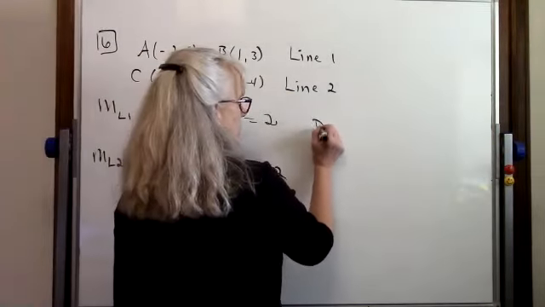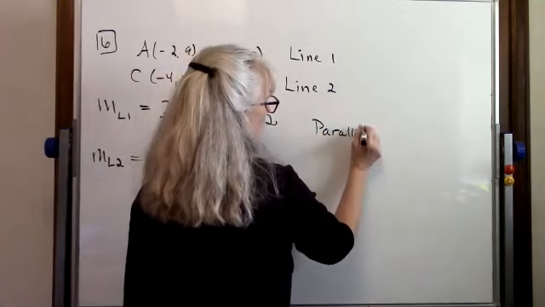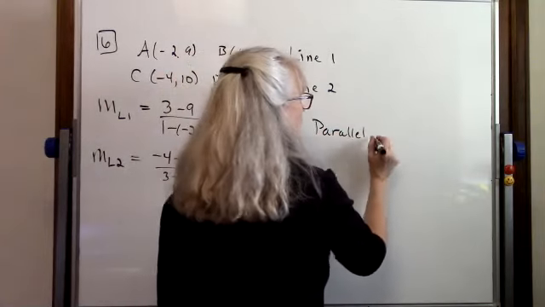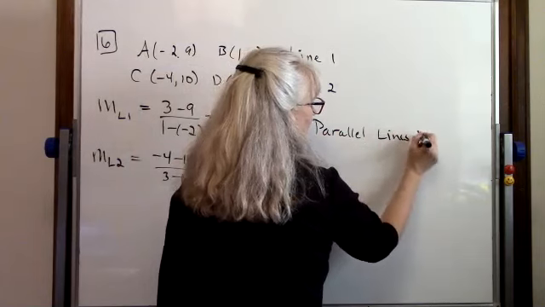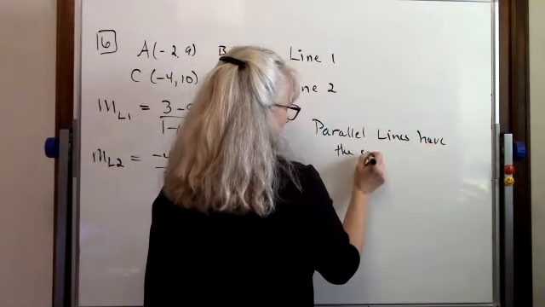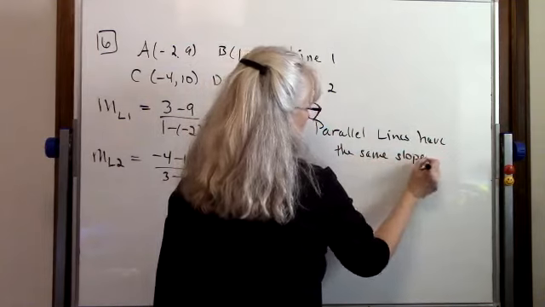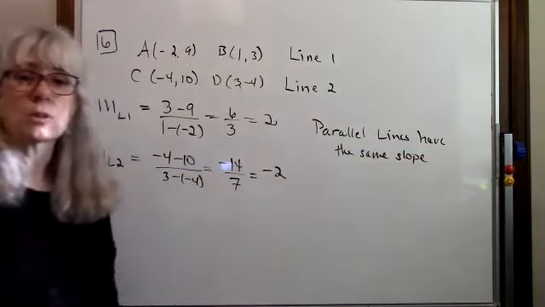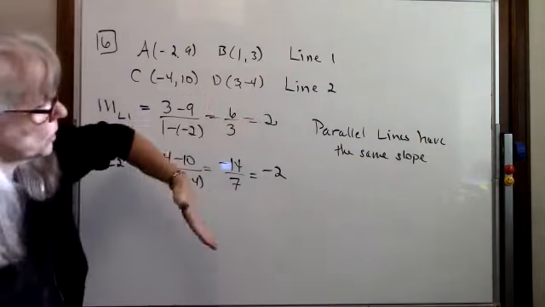Well, in order for them to be parallel, parallel lines have the same slope. So these are not parallel because those two numbers are not the same. One's a positive slope, one's a negative slope.